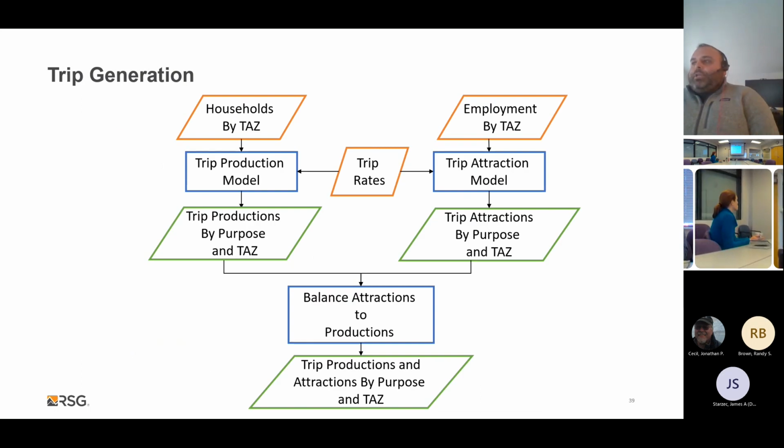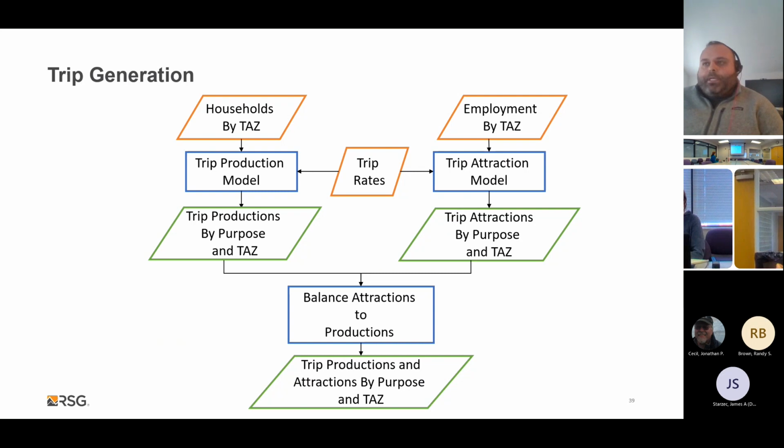So trip productions and trip attractions are computed independently of one another and must be reconciled. The independence of productions and attractions in the model is important to note since it means they are not typically equal. So typically there's a process to reconcile them to one another, or balance them, so that productions and attractions equal each other.